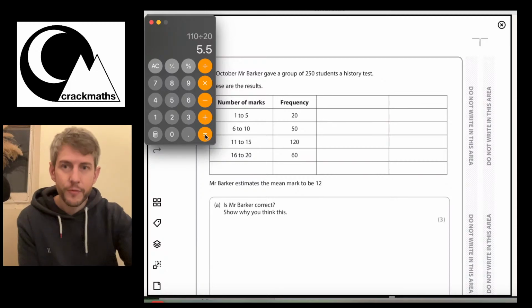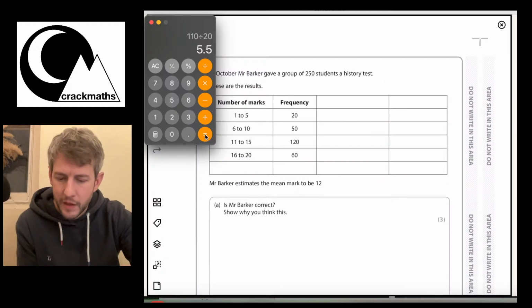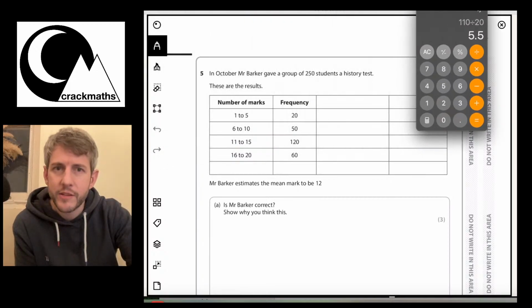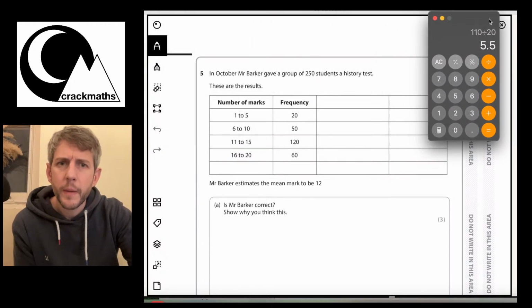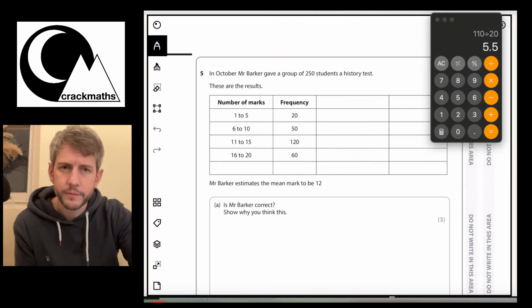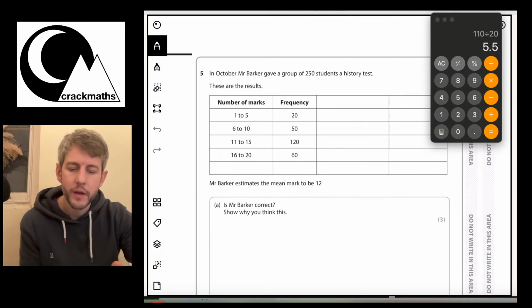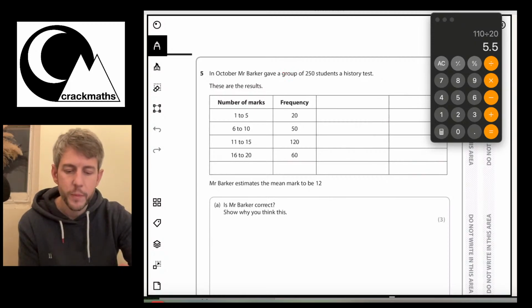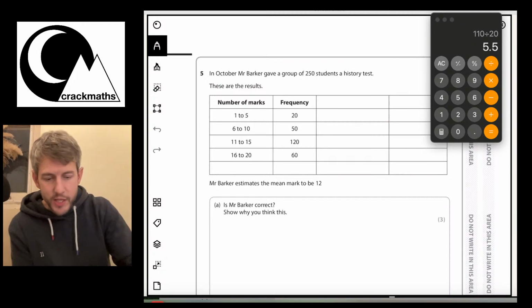So first of all, I'm going to read through the question. So the question says here, let me move the calculator out of the way. If I put it up in that top corner, it should be all right for this one. So here we go. We've got here, in October, Mr. Barker gave a group of 250 students a history test. Okay, that's useful.